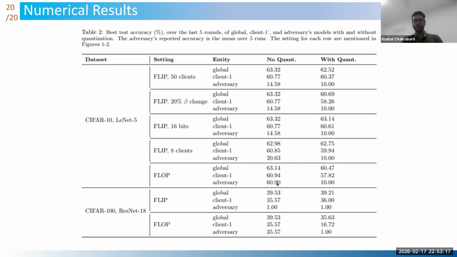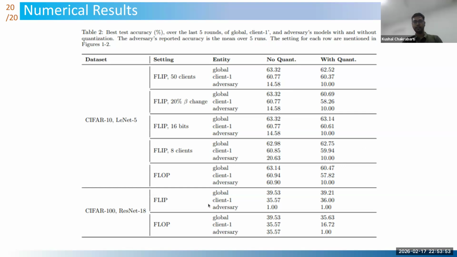But if you look at the FLOP algorithm, the adversary's accuracy, so this is the final accuracy. And we ran this simulation 5 times because there are some stochastic variables there, and took the mean. So these values are the mean over 5 runs. So if we look at the FLOP, the adversary's test accuracy without quantization is like 60, and the client also is like 60.9. So very almost zero protection. But that is not the case for the FLIP algorithms in all different scenarios.